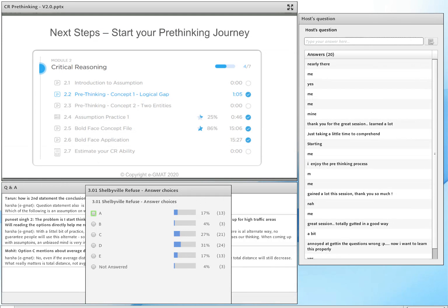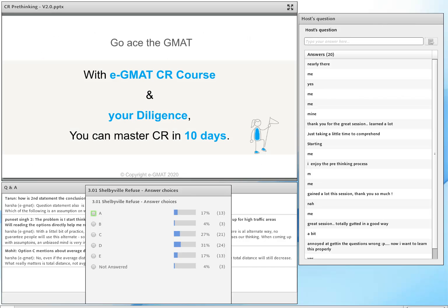So start doing pre-thinking. Start with this part over here, and get done with your CR in about 10 to 12 days. You don't need a whole lot. You do go through the inference module, go through the assumption, then go through evaluate. 90% of what you need to learn is there.